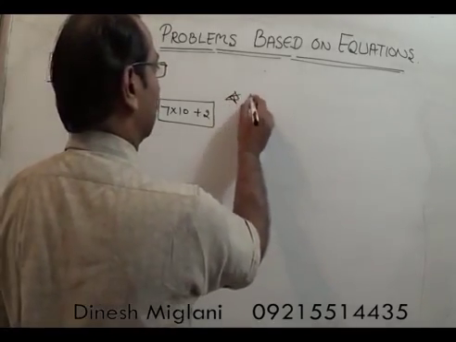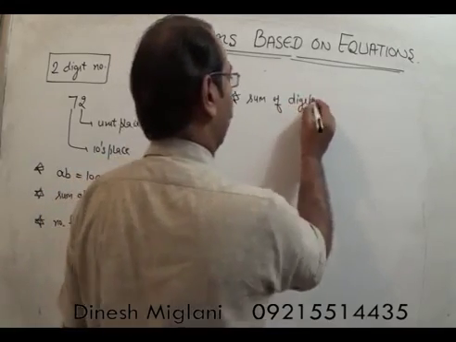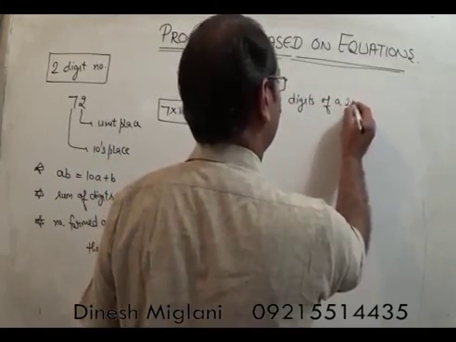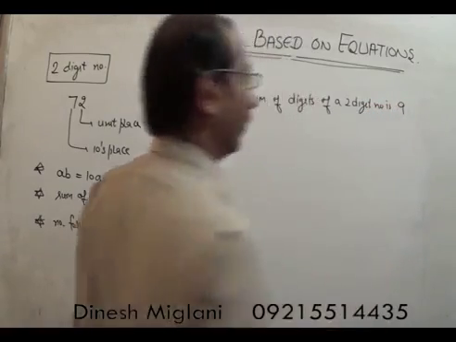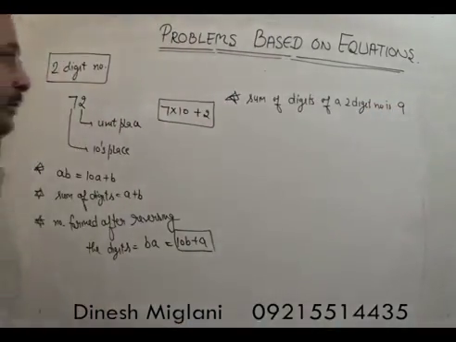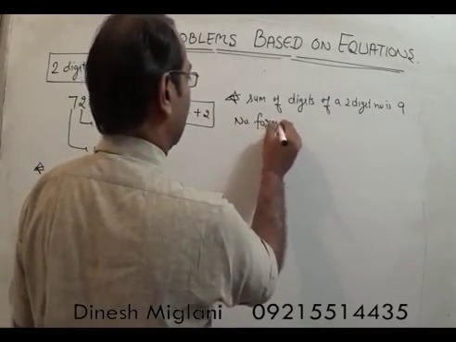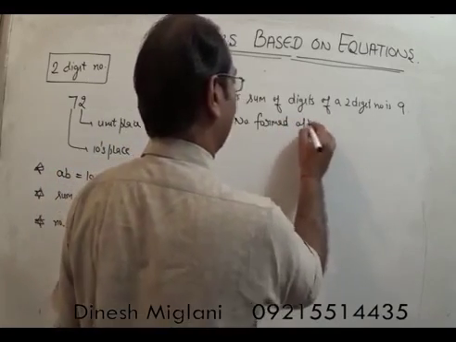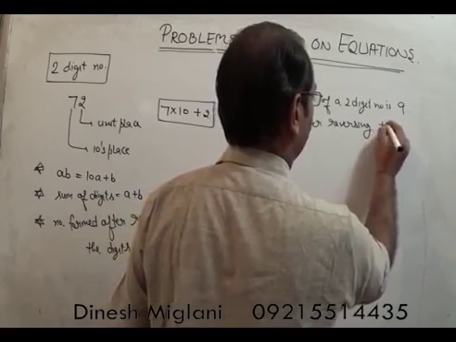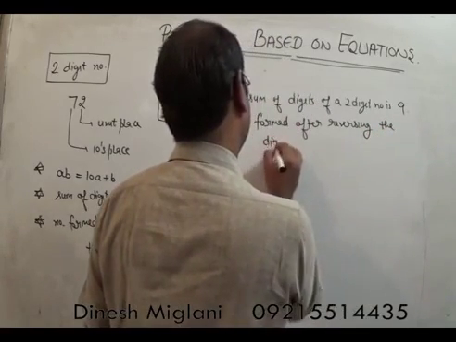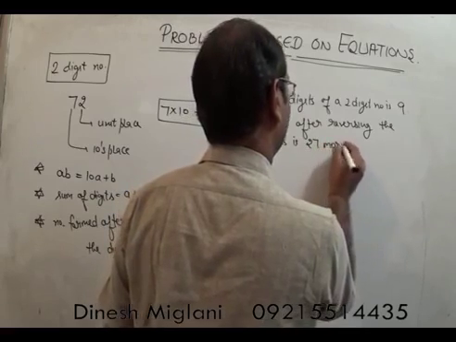Suppose it is given that the sum of the digits of a 2-digit number is 9. The number formed after reversing the digits is 27 more than the original number.